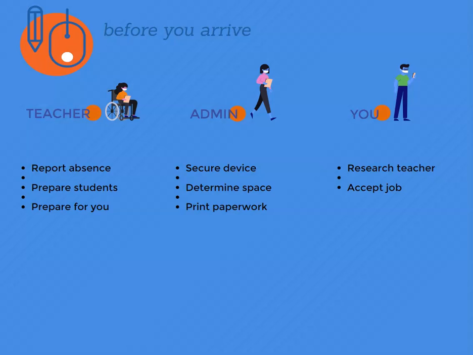Before your job begins, there are a series of things that will have happened. First, the teacher will have reported her absence in the ASOP frontline system. She may or may not have posted directions or other links inside that absence report.